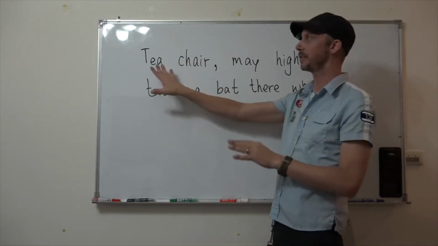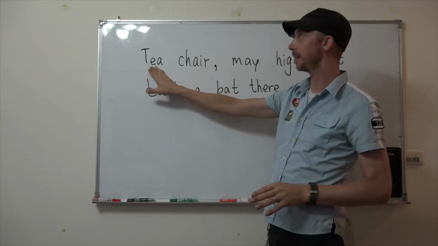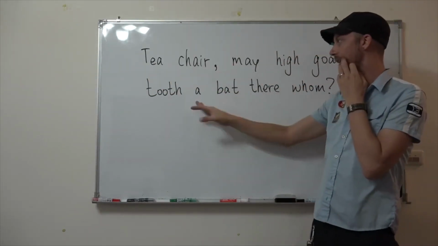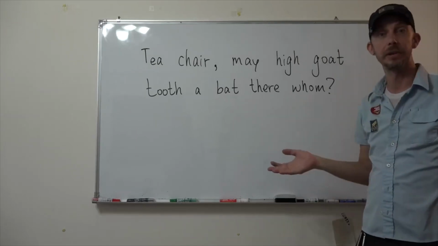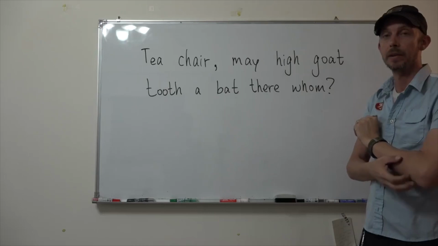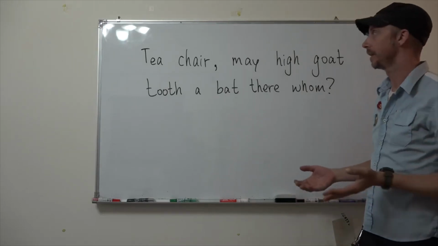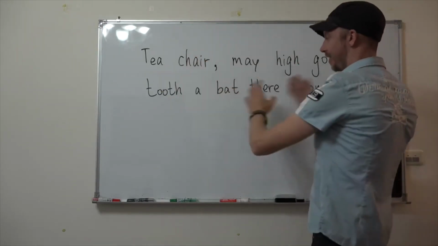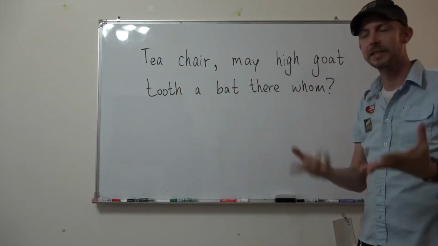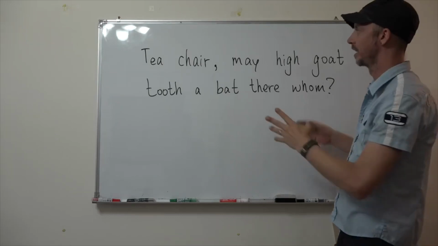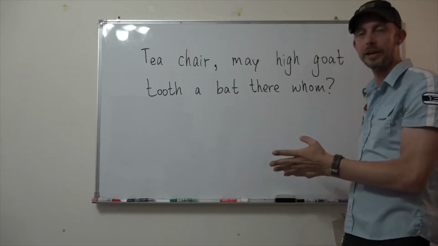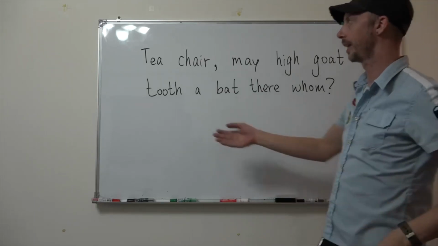And then you're going to use other words that they know, like tea, chair, may, hi, goat, tooth, bat, there, boom. They know these words. They need to know how to pronounce these words. But then the game itself is basically, they need to say this in the right way or quickly enough, and the other person is listening on their team and they're trying to guess, what is this sentence or question really trying to say? So let's try it quickly.